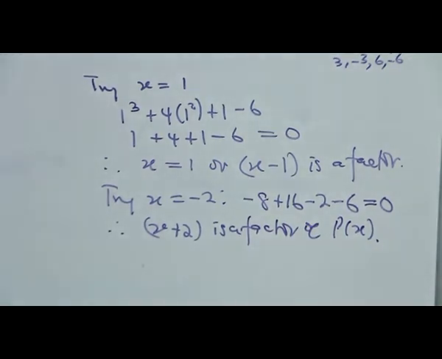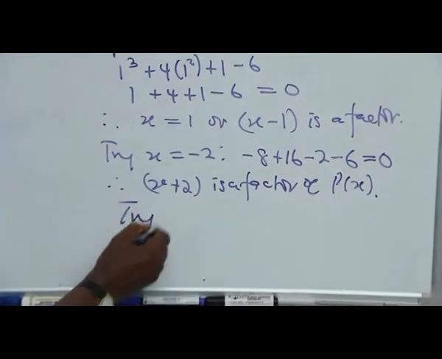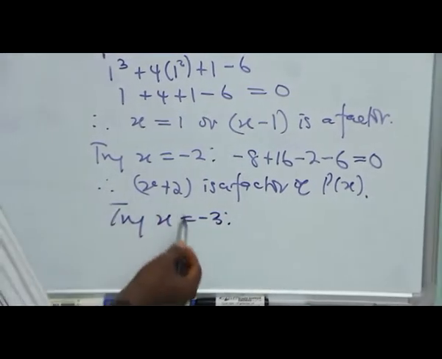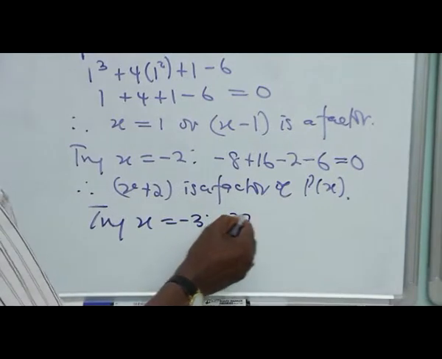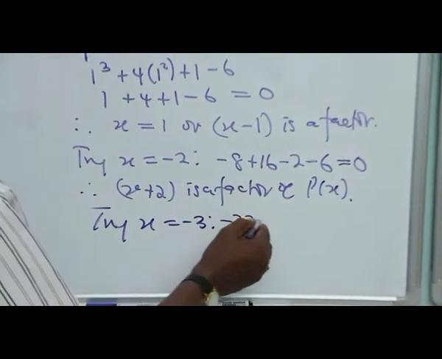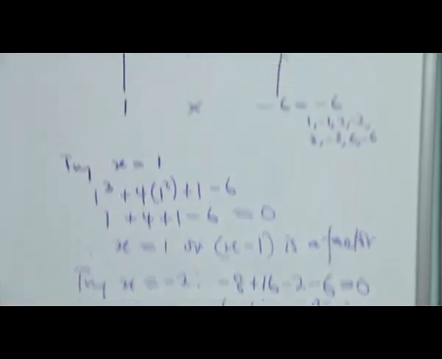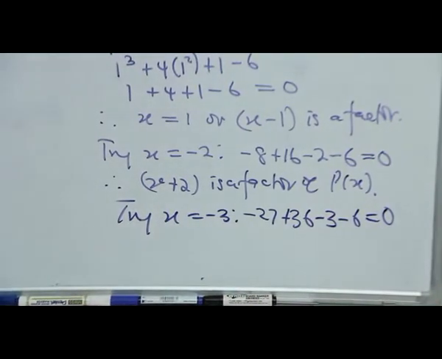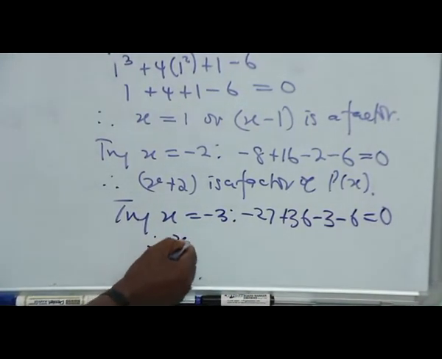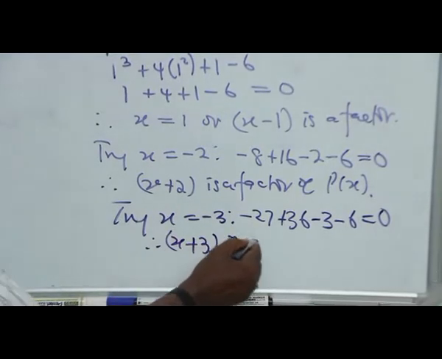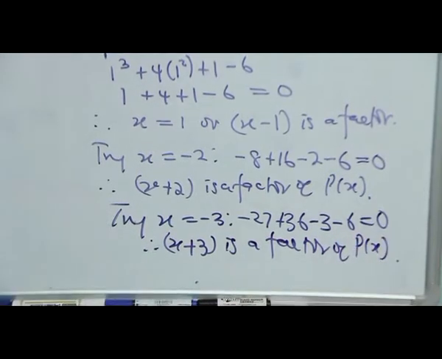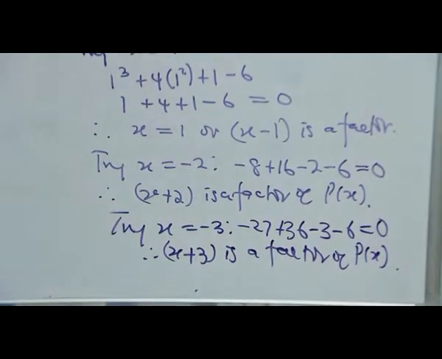So we again take another value because we need 3 factors. And the third one is, let's try s equal to minus 3. In this regard, minus 3 cubed is minus 27. Minus 3 squared is 9. 9 times 4 is plus 36. Minus 3 is there, and minus 6. The result is also equal to 0. Therefore, s plus 3 is another factor of p of s. So eventually you have gotten the 3 factors that you need.